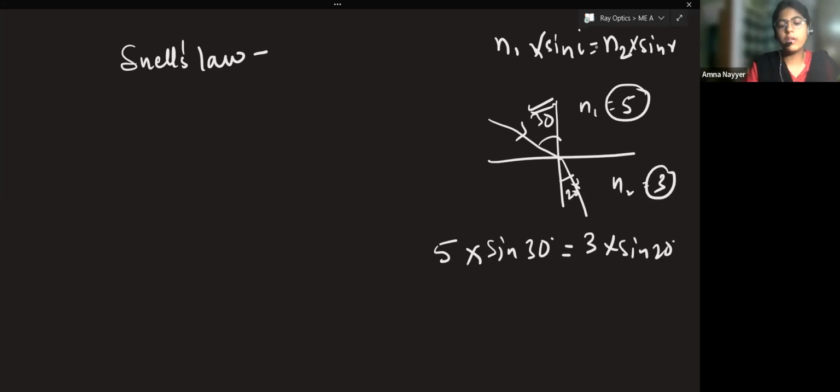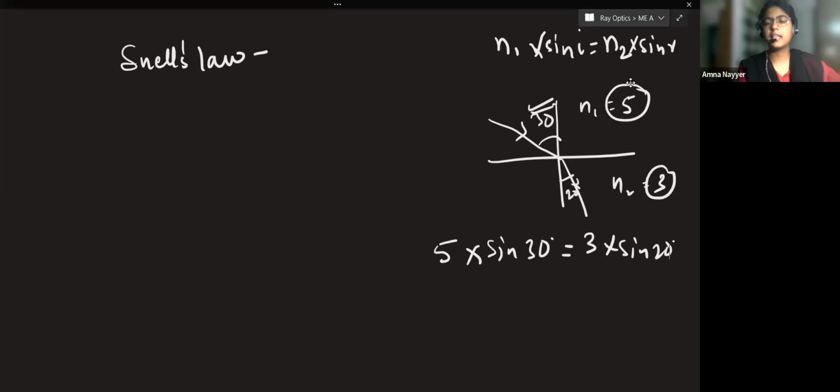So here also, how can we write Snell's law? Here also, if n is the refractive index of the liquid, let's say water. For air, the refractive index is 1. All right, for air, the value of refractive index is 1.